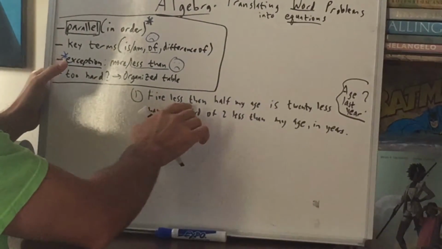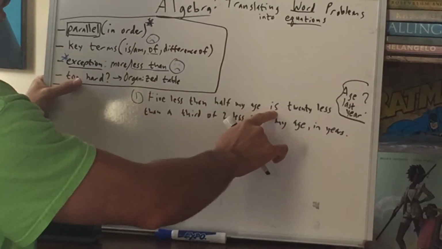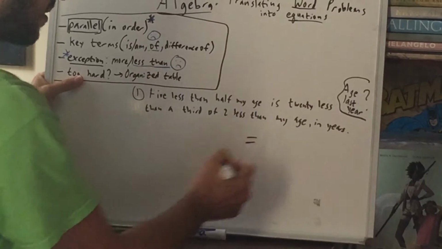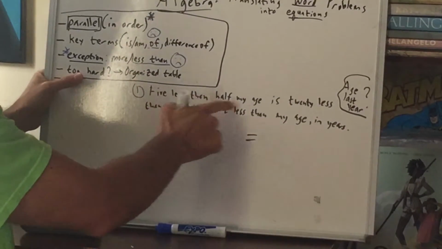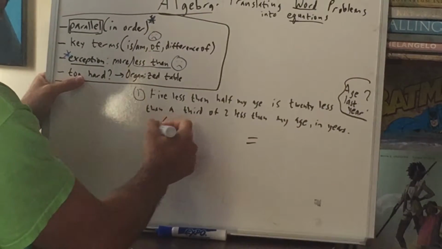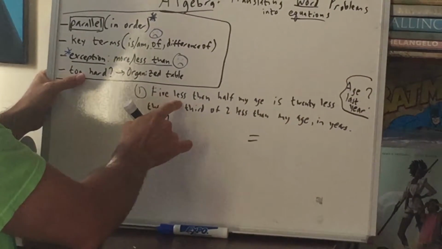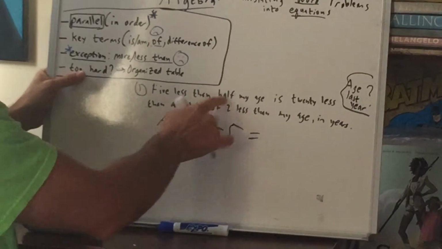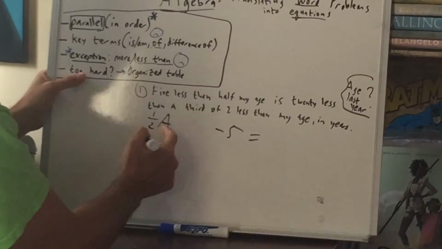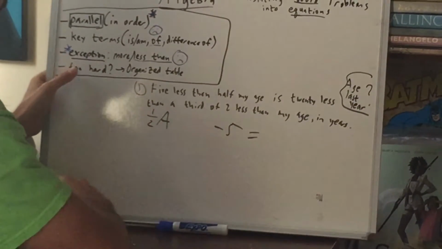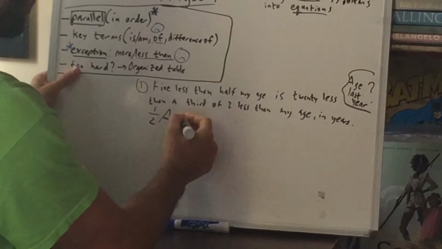So 5 less than half my age is, right? So we're going to go in order, but the "is" is going to be an equal sign. So 5 less than half my age. Let's call my age A. So 5 less than whatever, there's going to be a minus 5 at the end. And it says half my age, so this should be 1/2 A. So 1/2 A minus 5. We'll put it over here.